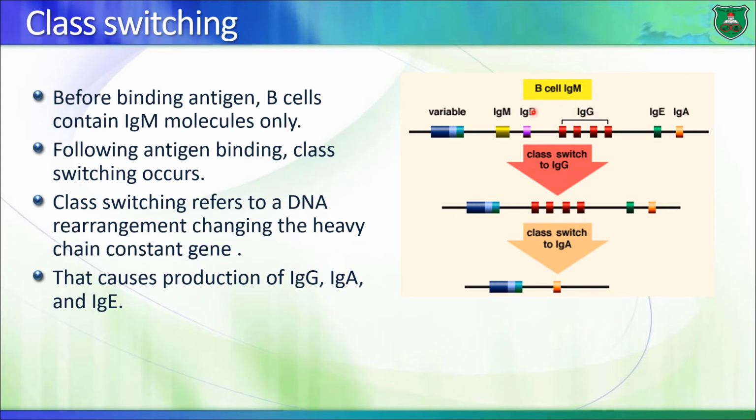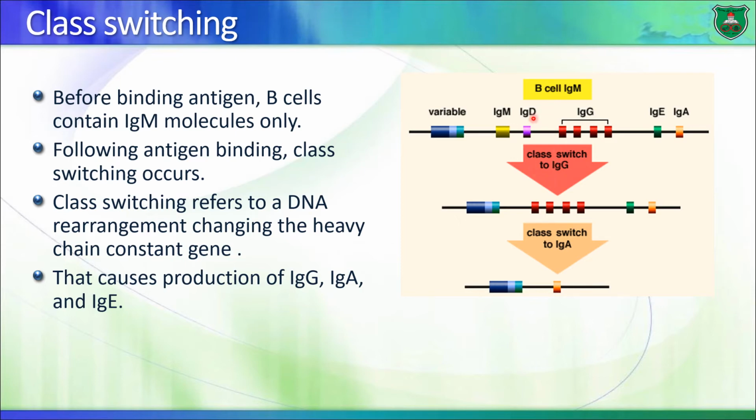So when a B cell having an IgM recognizes an antigen, it gets activated. And then something known as class switching takes place. In this case, the same variable region, instead of being linked to IgM, undergoes rearrangement of the gene so that the variable region now comes close to the exons of the IgG.